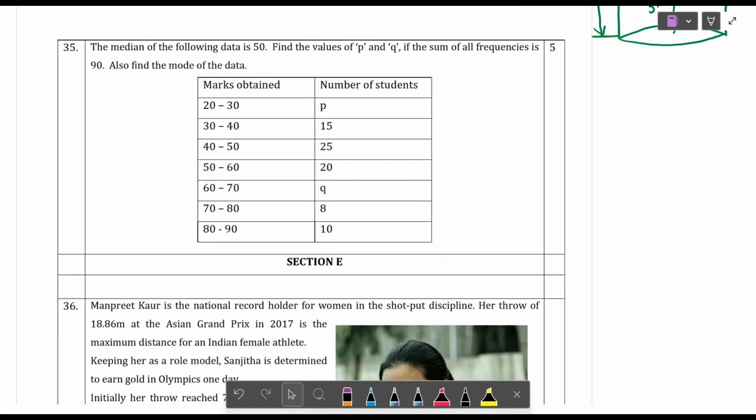Okay. Question number 35, students. Here, the median of the following data is 50.